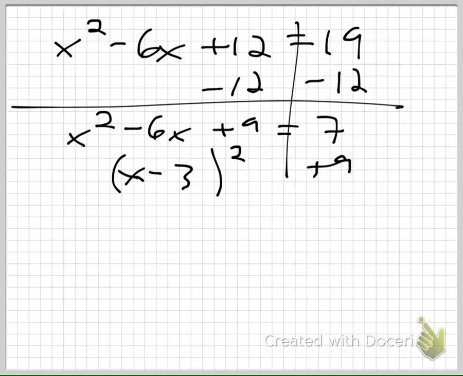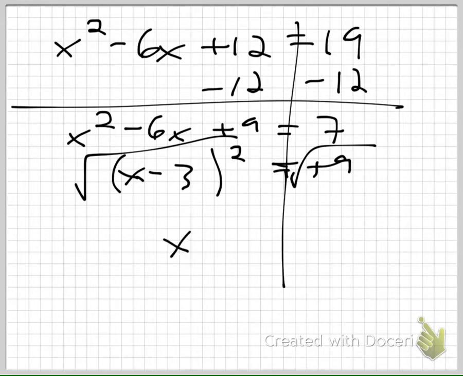Now, am I done solving this? Is x alone? No. What do I need to do here? How do I get x alone here? I need to square root this whole side. I need to square root this whole side. What is the square root of x minus 3 squared? It's just x minus 3 equals, what's the square root of 9? It's plus or minus 3.